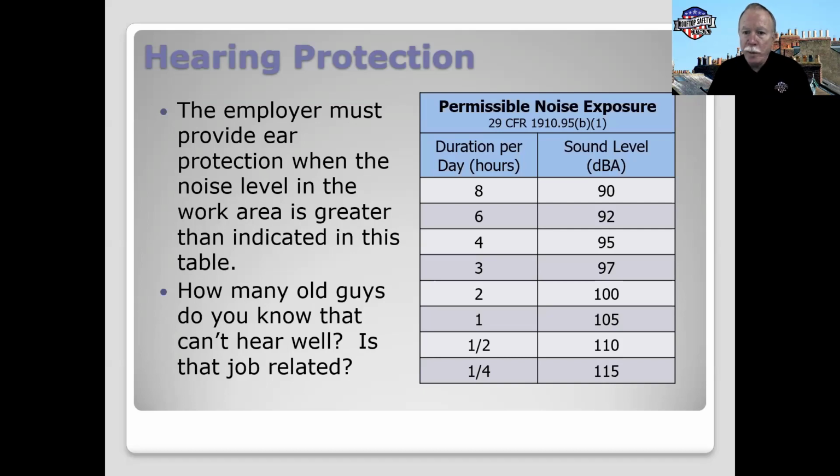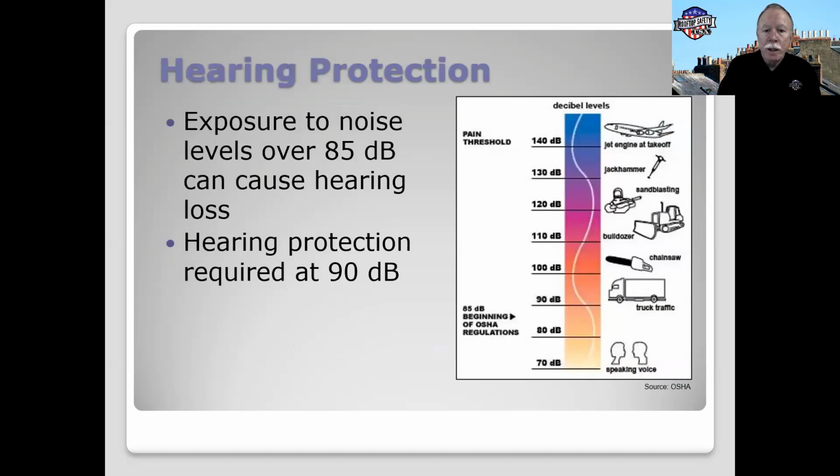under OSHA's requirements, 90 decibels up to 8 hours. And then as the decibel level increases, the permissible duration goes down. This chart shows some common noise levels. Chainsaw, for example, is 100 decibels and would require hearing protection. Sandblasting could be 120 decibels. A jackhammer, 130. Keep in mind, hearing protection is required above 90 decibels.